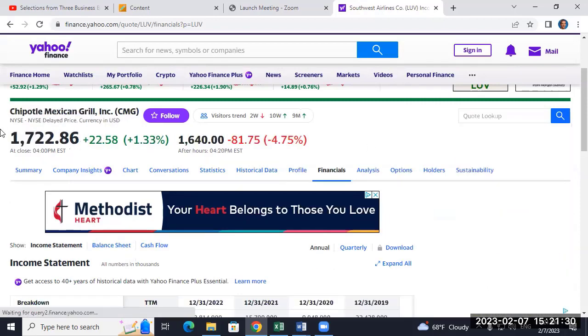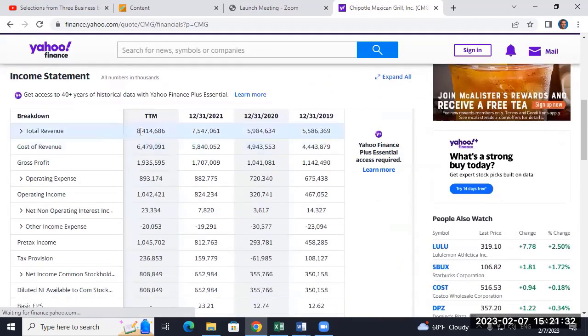CMG. Their cost of revenues is 6.5 billion and the revenues are 8.4. There's a lot of stuff in that cost of goods sold, isn't there? It must include the hourly workers. How could it not? So isn't it kind of curious? Aren't you curious what's in this cost of goods sold?